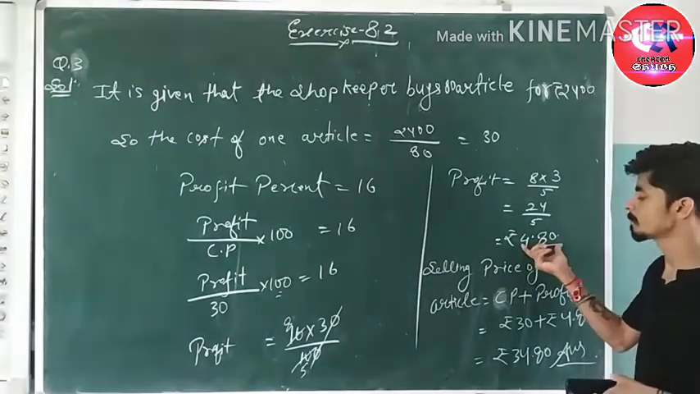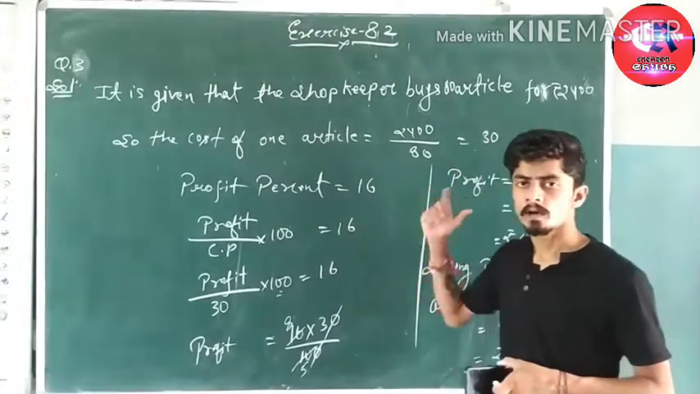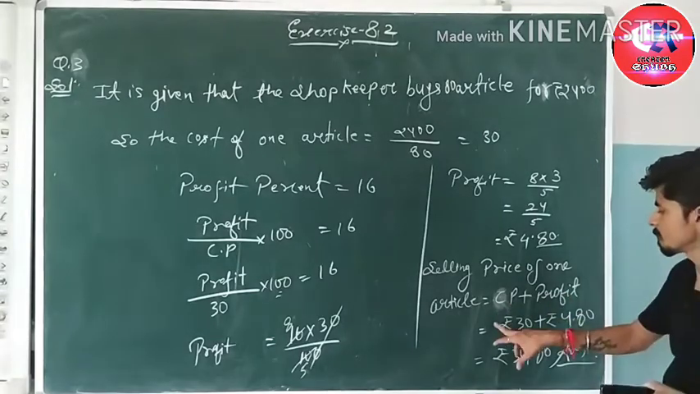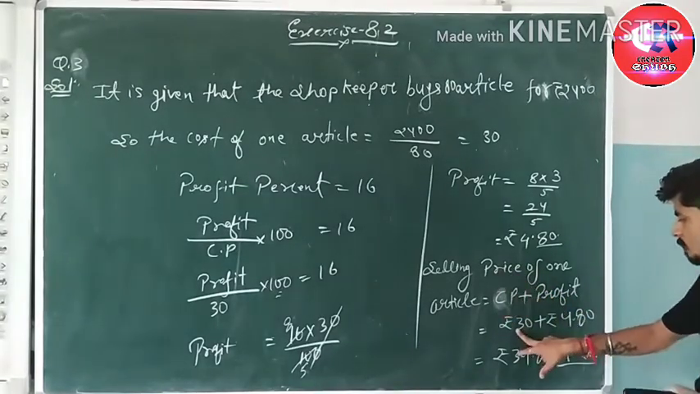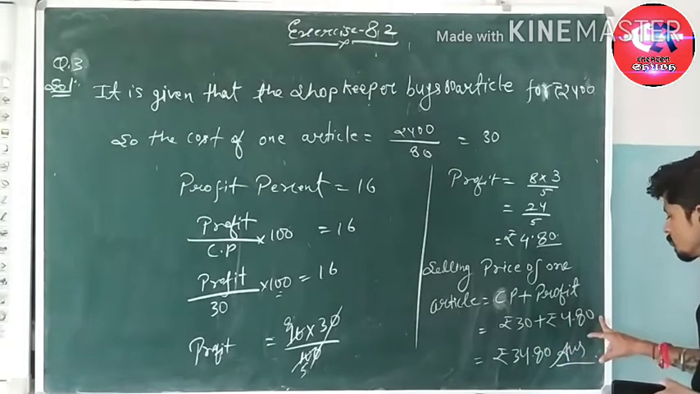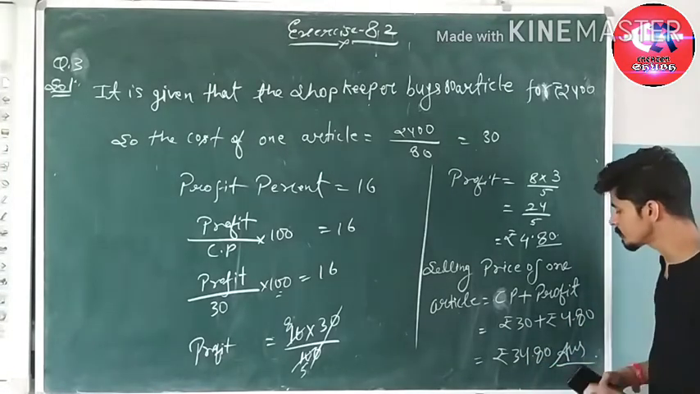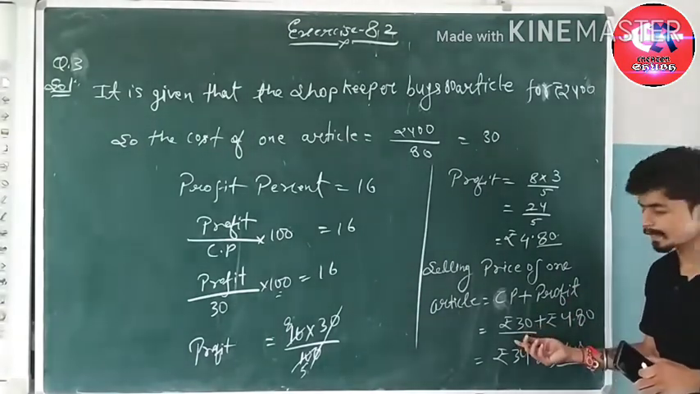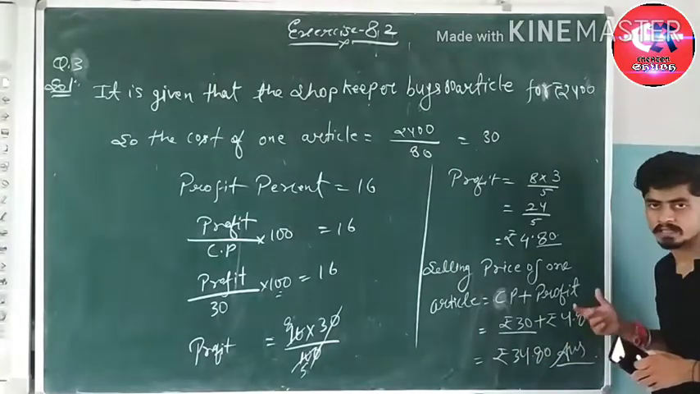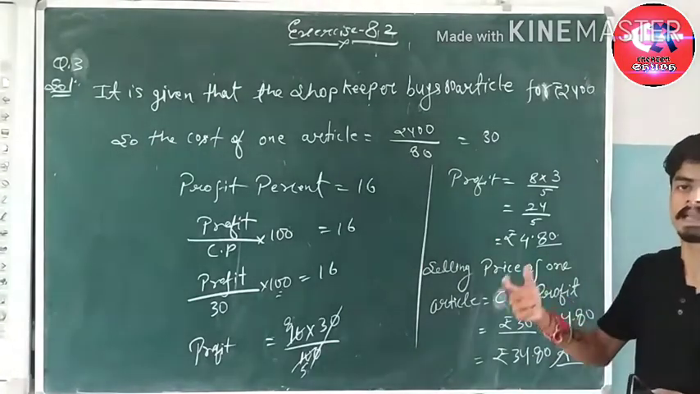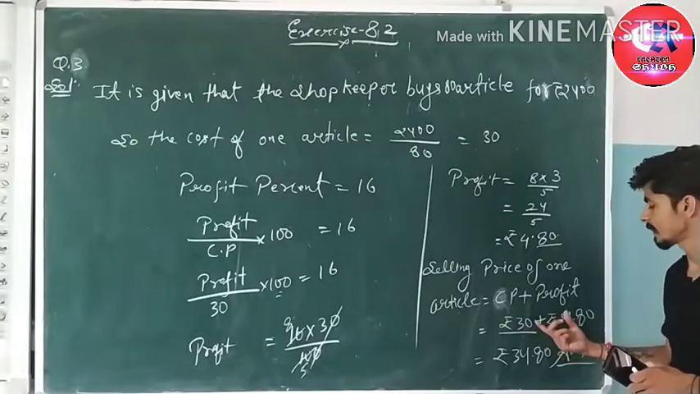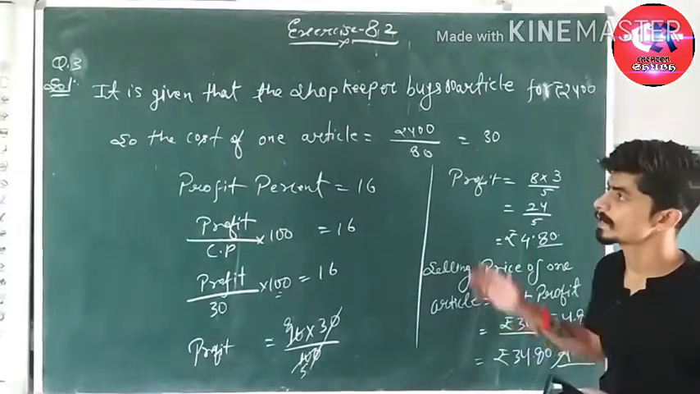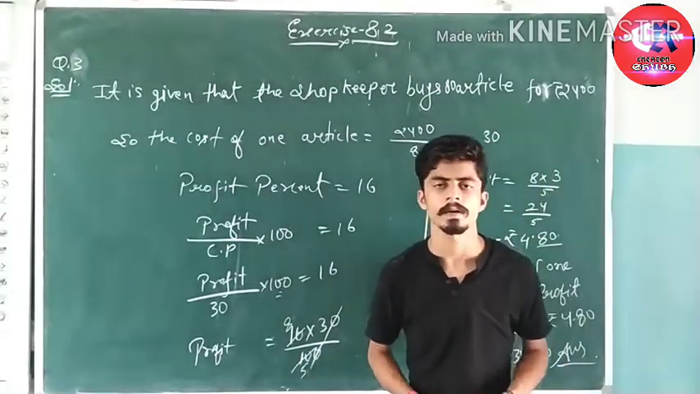So the selling price of the one article, this is the profit taken by the shopkeeper in one article. So profit will be added with the cost price of the article. So the CP plus profit will be equal to selling price. So 30 plus 4.80 will be 34.80. That means the shopkeeper buys that article at this price and takes this amount extra when he is selling it. So when he is selling one article, he takes total 34.80 rupees for one article. So that's all the solution of the question number 3.